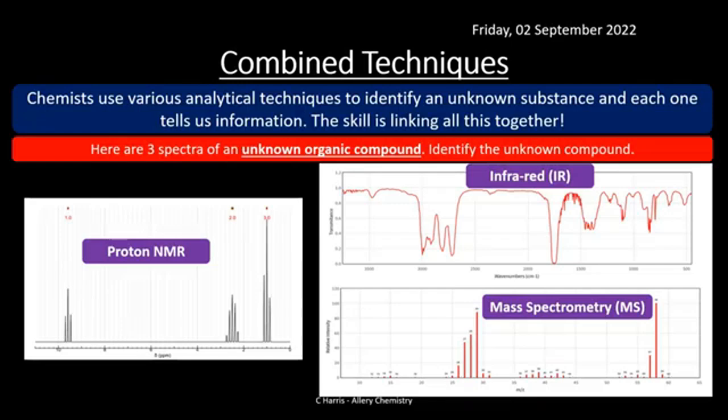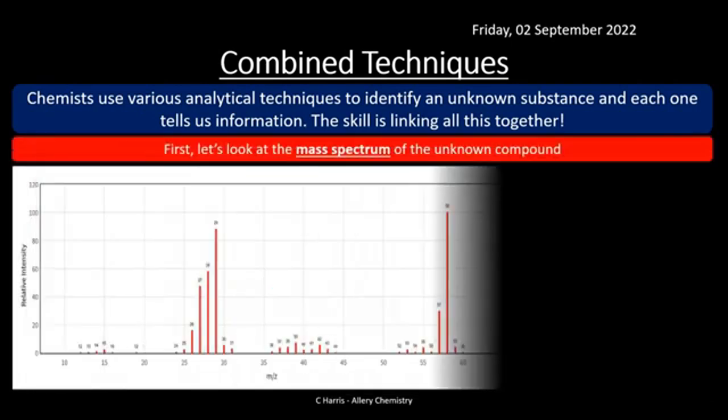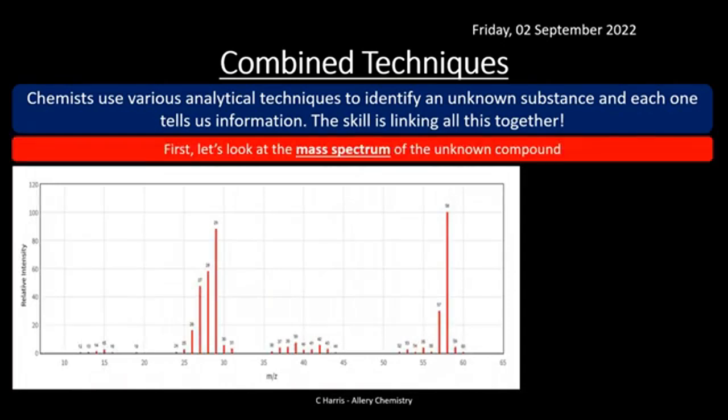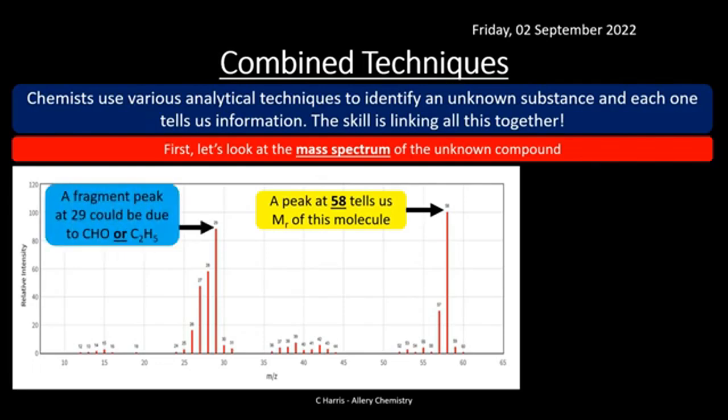Next is mass spectrometry. In mass spectrometry, the last peak, which is the M+ peak, is the molecular mass of the compound. So as you can see, in this peak the Mr of the molecule is 58. We have the last peak at 58. It tells us the Mr of this molecule. The previous peaks are fragment peaks, like C2H5+, and so on.